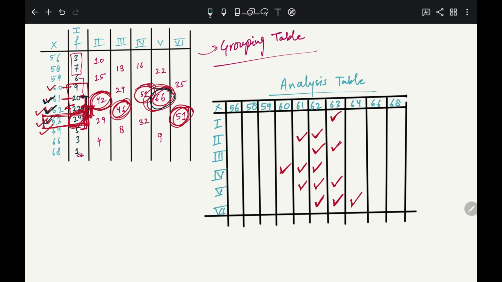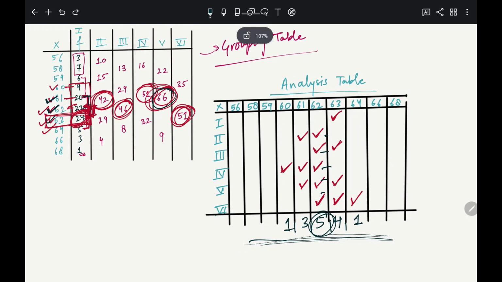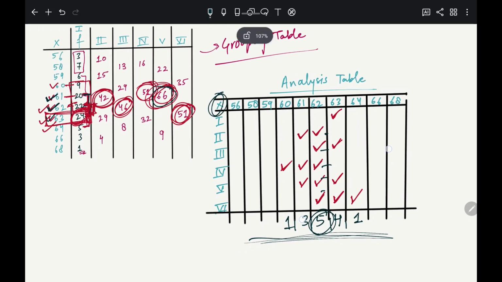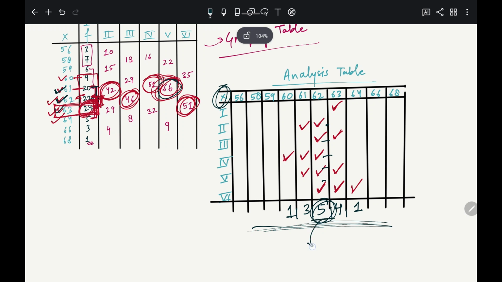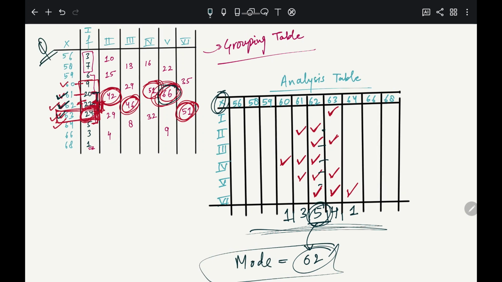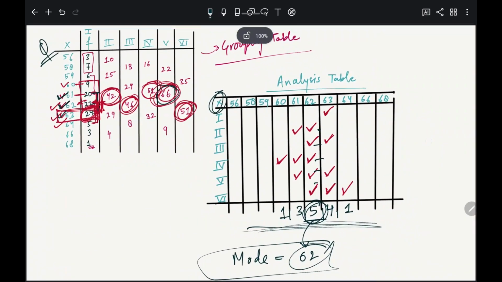Now we will add these tick marks. So here we have 1, here we have 4, here we have 1, 2, 3, 4 and 5, and we have 3, and here we have 1. So the x which is repeated the maximum times, that is 5, is 62. So the mode will be 62. Mode is equal to 62. So this was our mode for discrete series when the frequencies are repeated or close to each other.